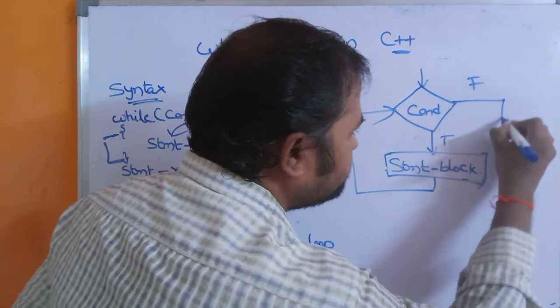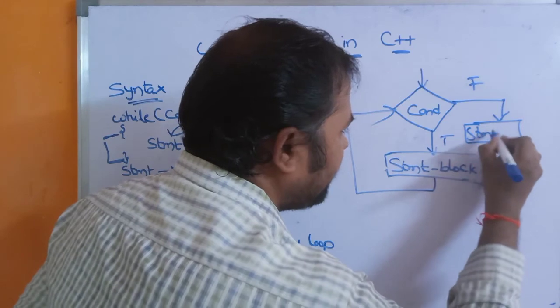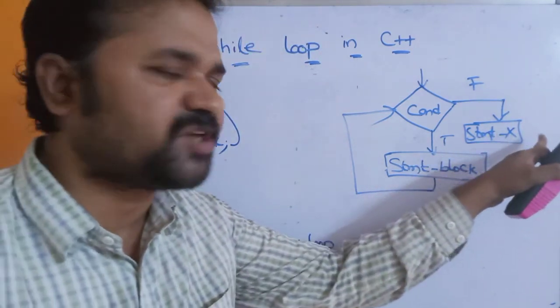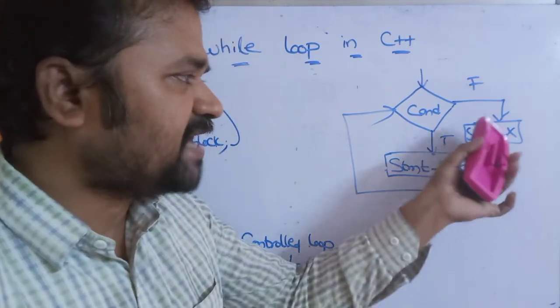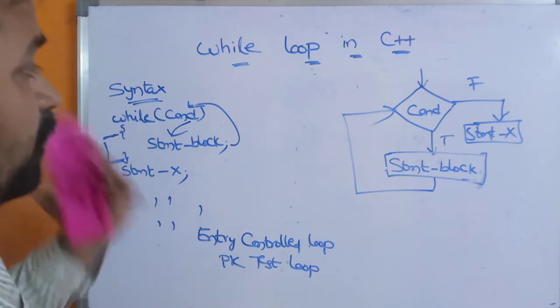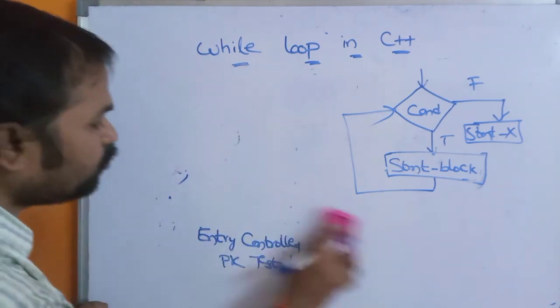Whenever the condition becomes false, F stands for false, then statement X will get executed. Let us assume that statement X is also some calculation. For calculations we use the rectangle symbol. Okay. Now let's see an example program in order to print the numbers from 1 to n.